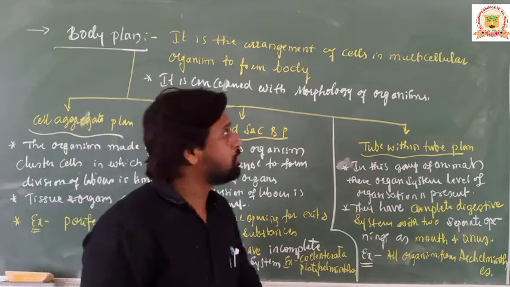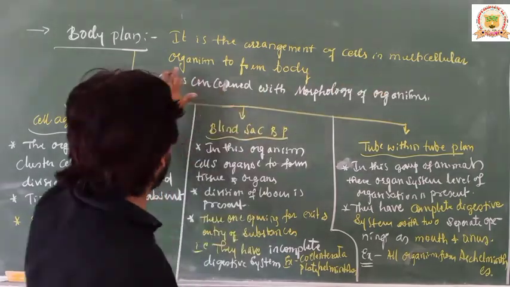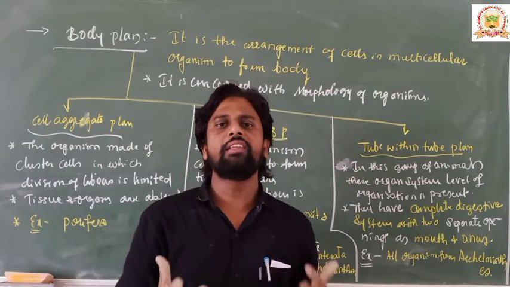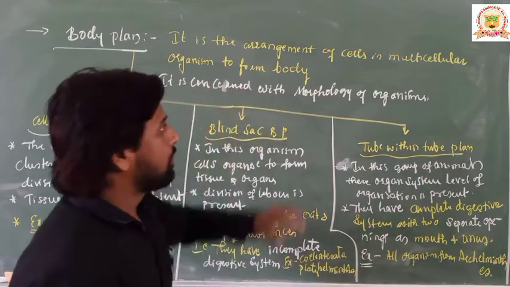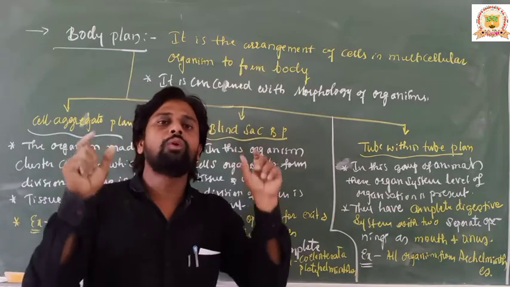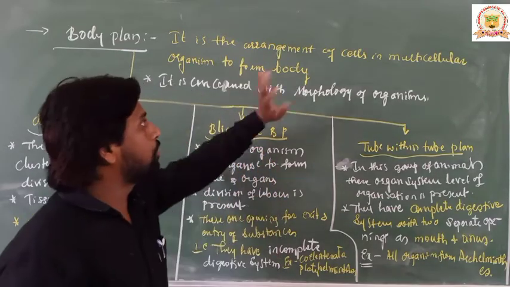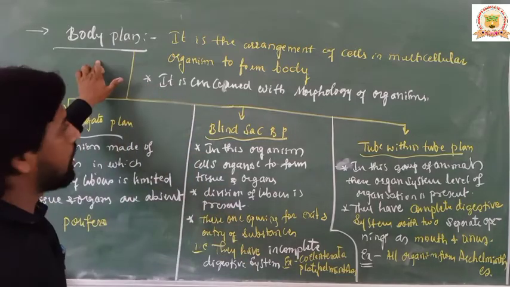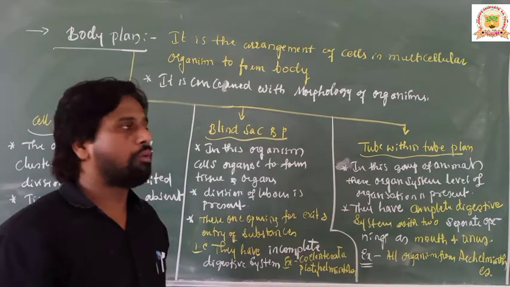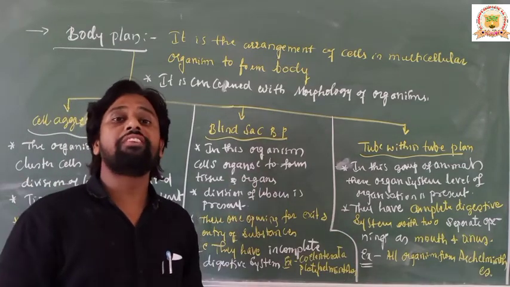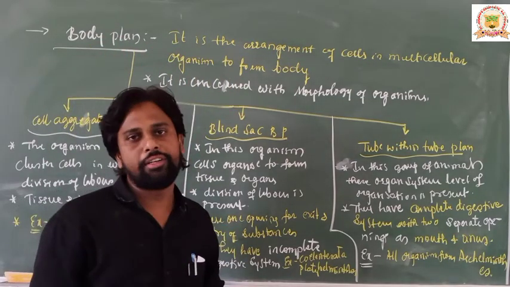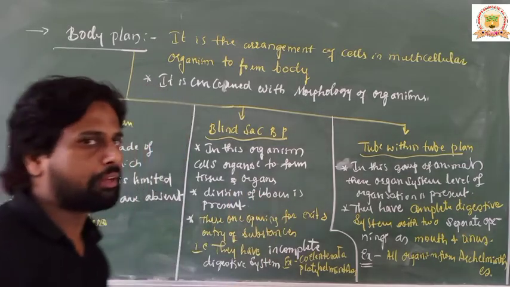It is the arrangement of cells in multicellular organisms to form the body. All the individuals are made up of what here? Cells. Basically their body is made up of a group of cells, that form multicellularity of the organisms, where all the cells are grouped to form a body. So that is considered as the body plan. A body plan is concerned with the morphology of organisms. Morphology means external features of an organism. So based on the body plan, there are mainly three types of organisms.